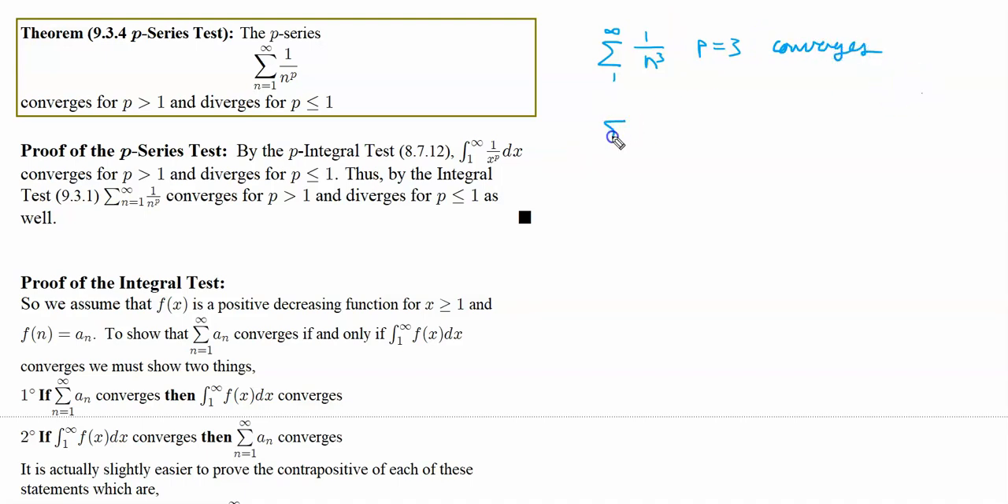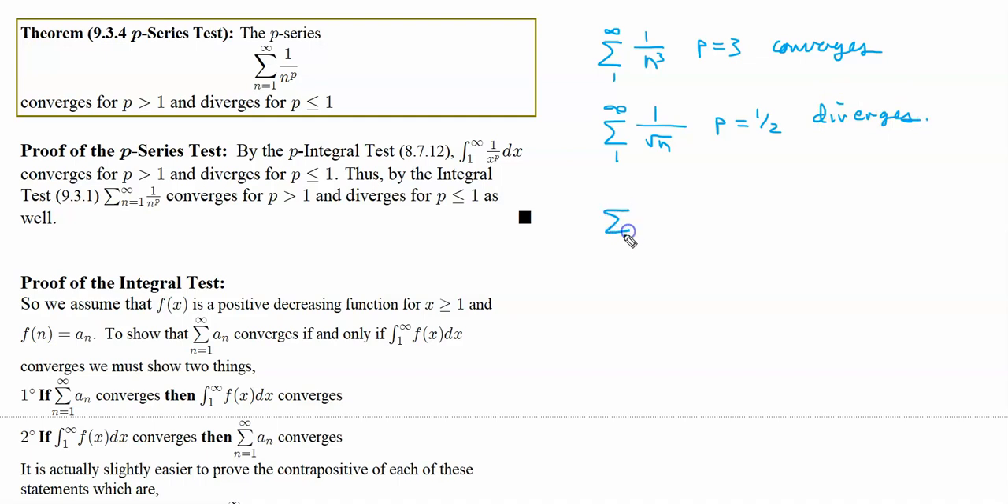If we look at the summation from 1 to infinity of 1 over the square root of n, well, in this case, the p is 1/2. Well, 1/2 is less than or equal to 1, so this series diverges.